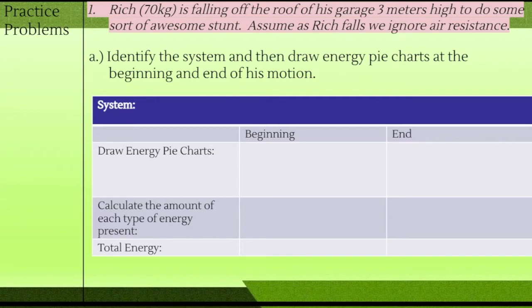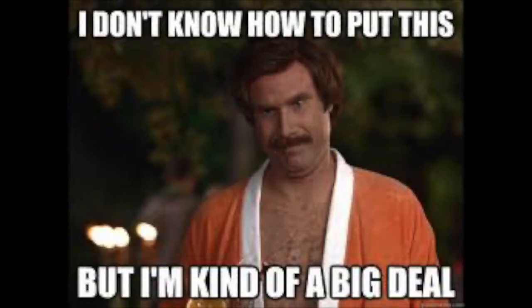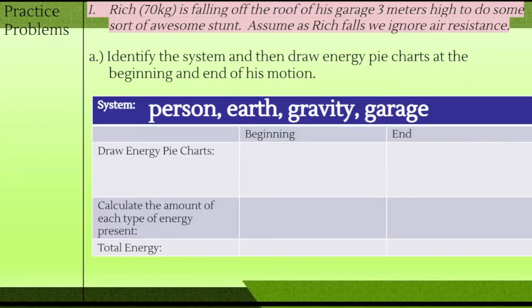So the system is going to be our person, in this case Rich, the earth, gravity, and the garage. And again, the system is just what pieces of information are important in this problem and may play a role in the amount of energy that we have. Rich is important because he has mass, and that's going to play a role. The earth is important because of its gravity. And lastly, the garage is important because it has height.